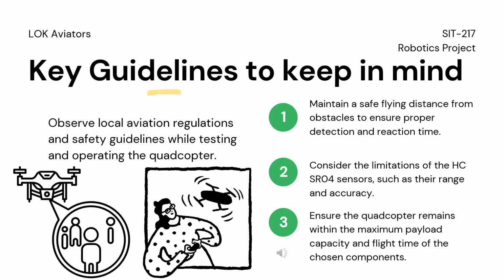Throughout our project, we followed key guidelines to ensure success. Maintaining a safe flying distance from obstacles allows for proper detection and reaction time. We also considered the limitations of the HC-SR04 sensor, such as range and accuracy. It's important to ensure that the quadcopter remains within the maximum payload capacity and flight time of the chosen components. Additionally, observing local aviation regulations and safety guidelines is crucial during testing and operations.